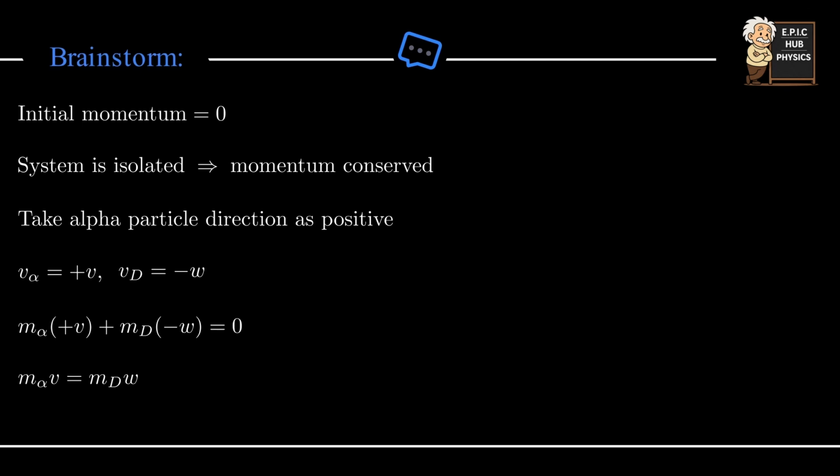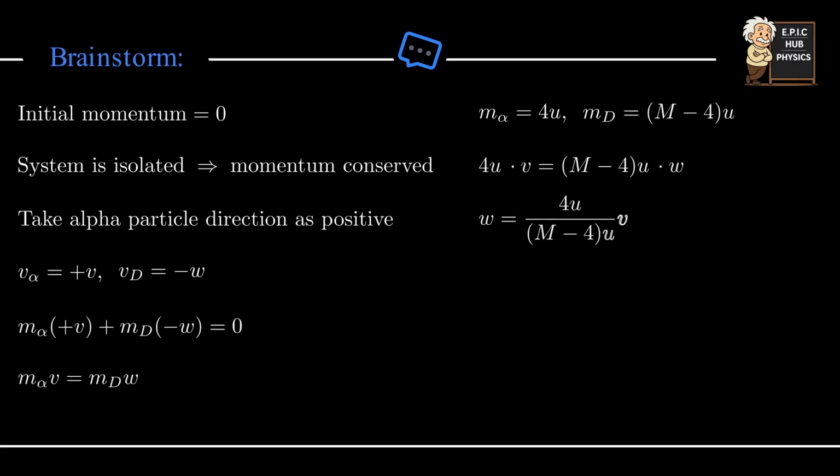The mass number of the alpha particle is 4, so its mass is 4 mu. The remaining daughter nucleus has mass number m-4, so its mass is m-4 multiplied by mu. Substituting these into the equation gives 4 mu multiplied by v equals m-4 multiplied by mu multiplied by w. Now we rearrange to make w the subject. The unit mu cancels. Therefore, the speed of the recoiling nucleus is 4v divided by m-4. This is our final answer.